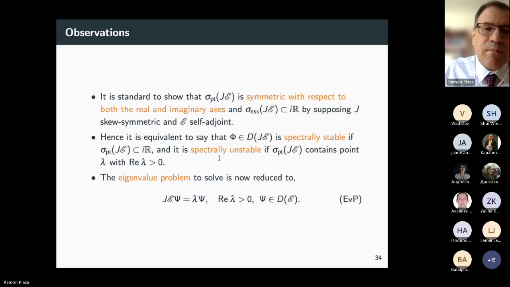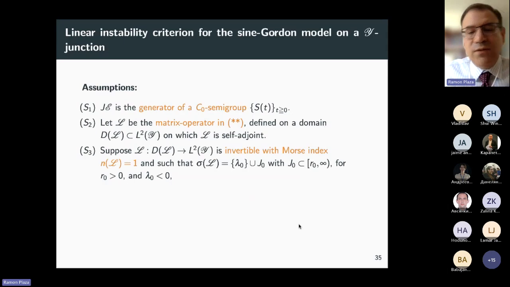Okay. So now the eigenvalue problem that we are going to study is reduced to this one. Okay, so this is the linear instability criterion for the sine-Gordon equation on this graph. Let's suppose these three hypotheses. Let's suppose that JE is a generator of a C0 semigroup.